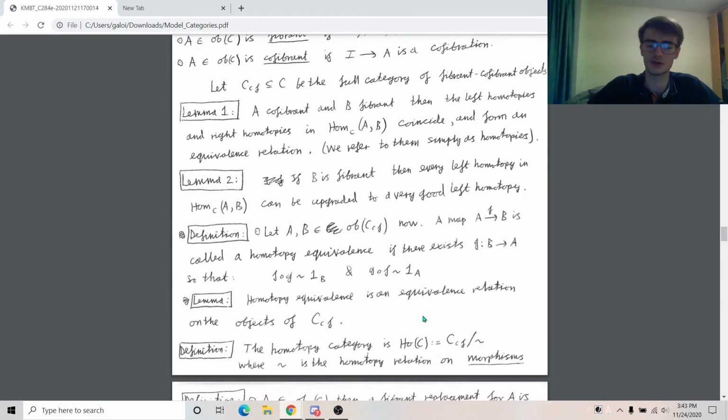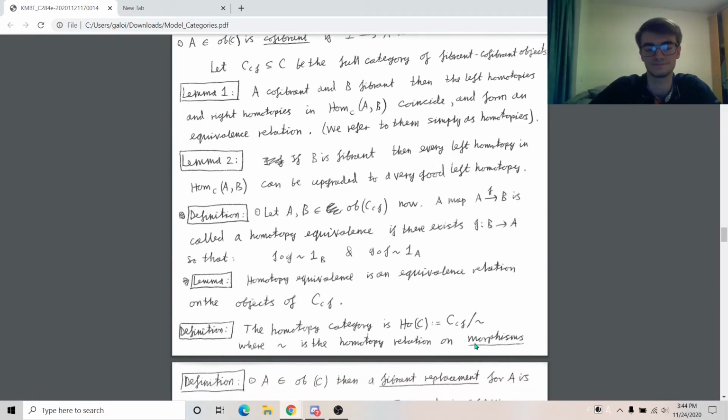And we can define the homotopy category of a model category to be the category whose objects are the objects of CCF, but whose morphisms are the morphisms of CCF modulo an equivalence relation on the morphisms. And this equivalence relation is the homotopy equivalence relation.